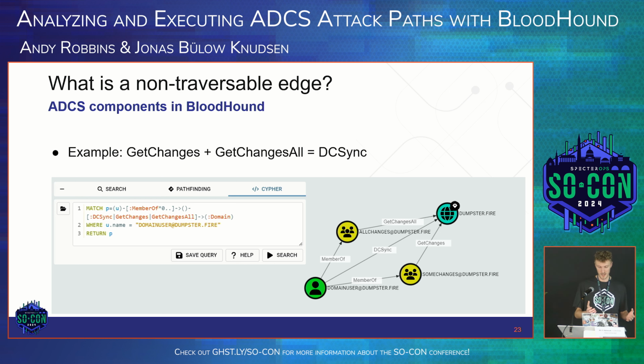And after we have ingested all the edges, we do what we call post-processing, where we create these more advanced edges that rely on other edges. So in this example, you can see I've run a Cypher query that shows both GetChanges and GetChangesAll and DCSync. So we can see how this user actually has the permissions to perform DCSync.